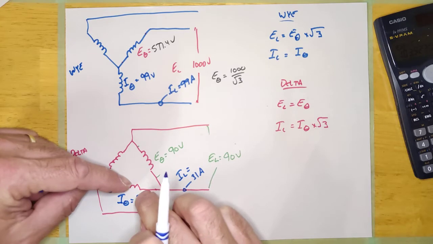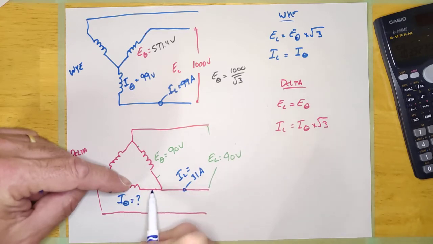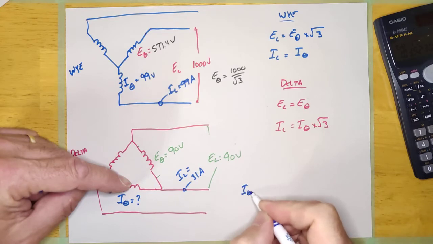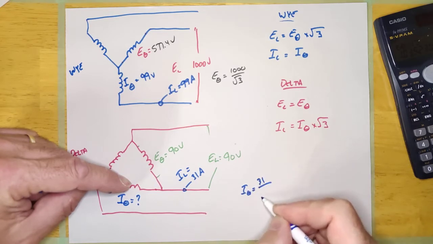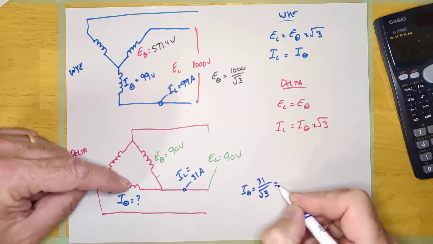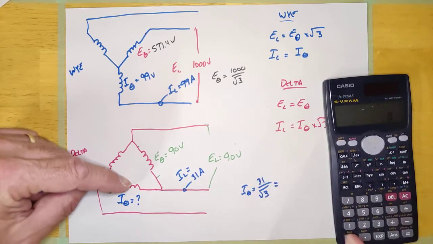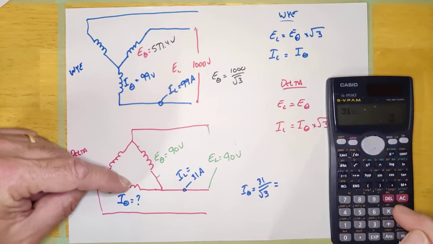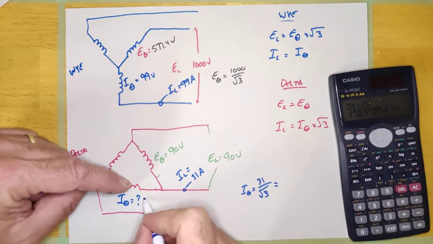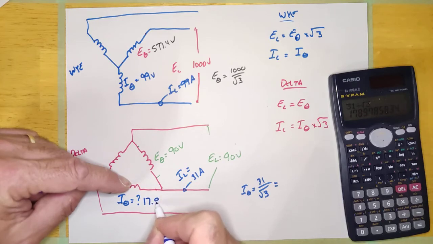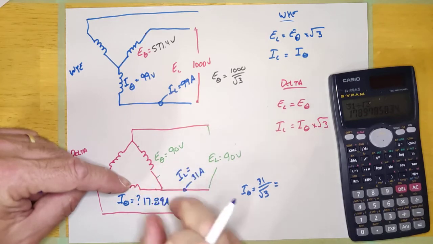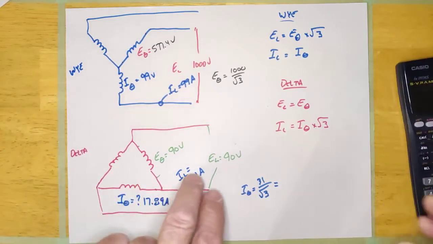And the answer is less than, because that 31 is going to get fed from here and here. That means I phase is going to be 31 divided by root 3. All right, guys? Because if I divide it, I'll get a number that's less, okay? 31 divided by root 3 equals 17.89 amps. 17 there, adding up to 31.